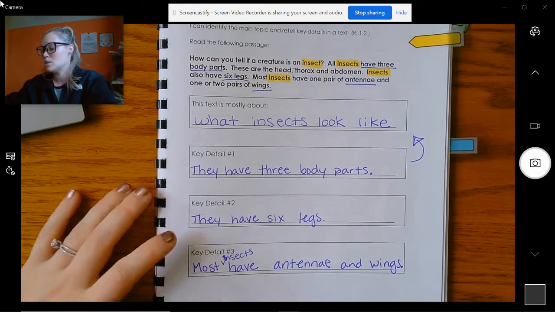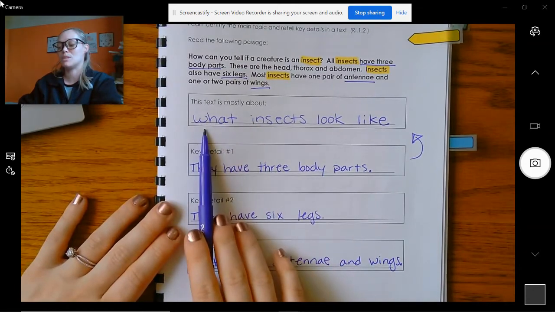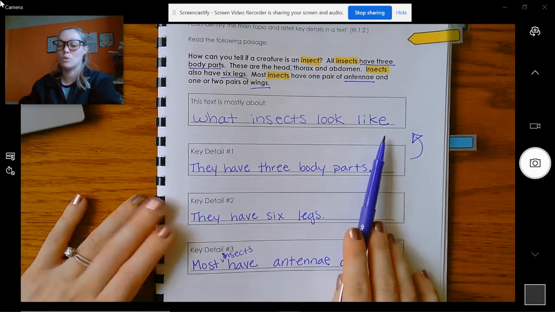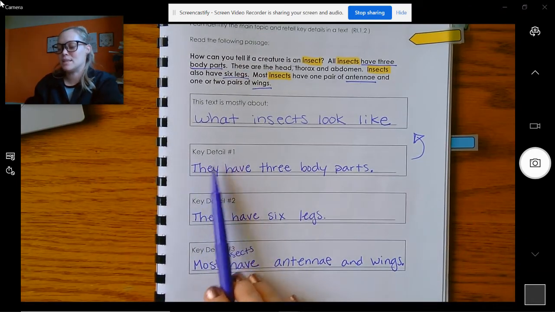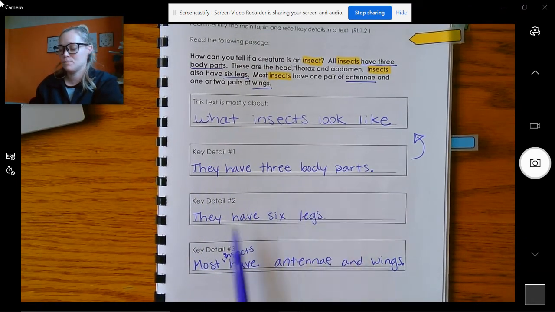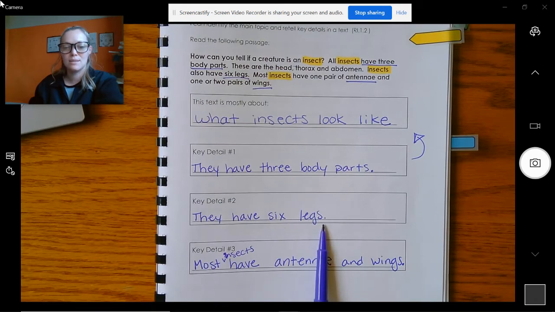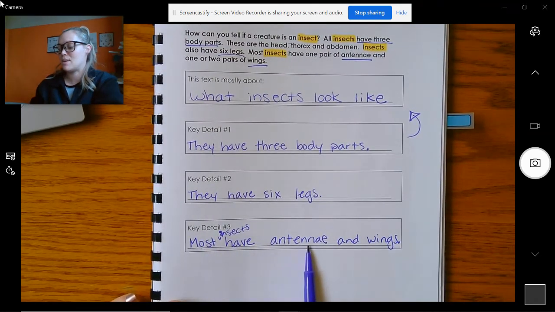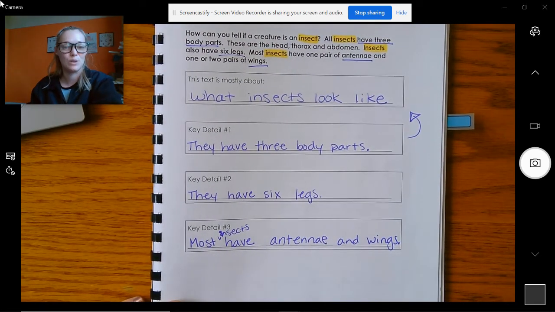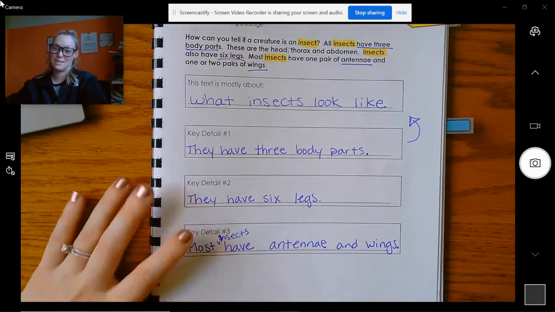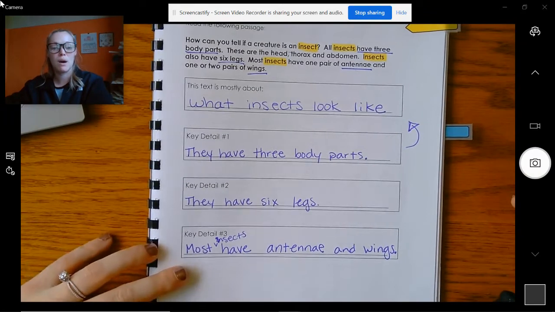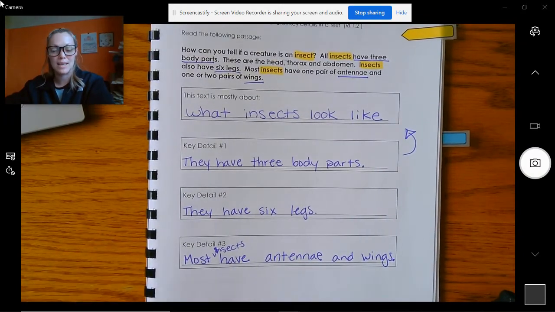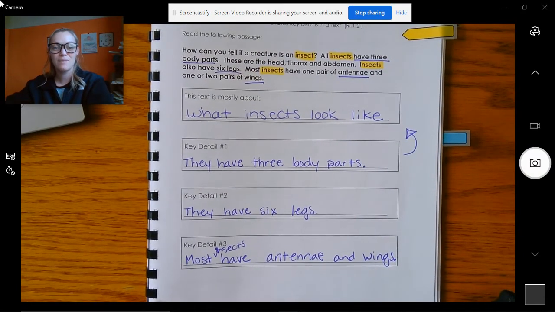Okay? So this text is mostly about what insects look like or what makes an insect an insect. Key detail, they have 3 body parts. They have 6 legs. Most insects have antennae and wings. Those are my details about what insects look like. So make sure you write this down. Go ahead and press pause now if you haven't written yours yet. If you have, good job.